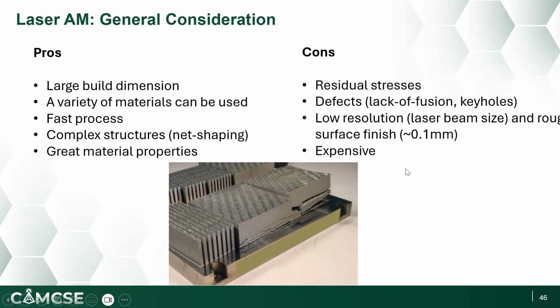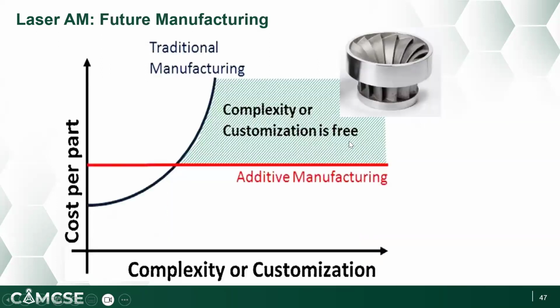So now, in which scenarios should I consider laser additive manufacturing, and in which scenarios should I consider conventional manufacturing? To answer this question, I want to show you a very good diagram where we can see two curves. The black curve is for conventional manufacturing, such as CNC machining, and the plot is cost per part versus complexity or customization. The other red curve is for additive manufacturing.